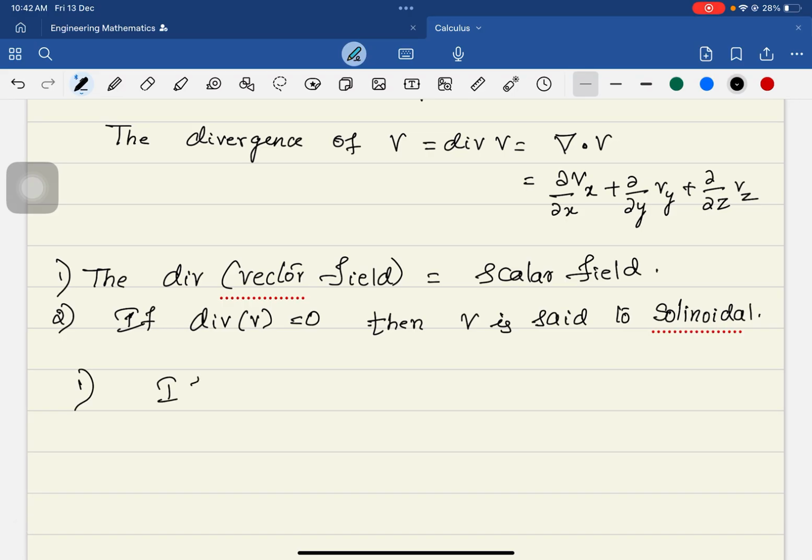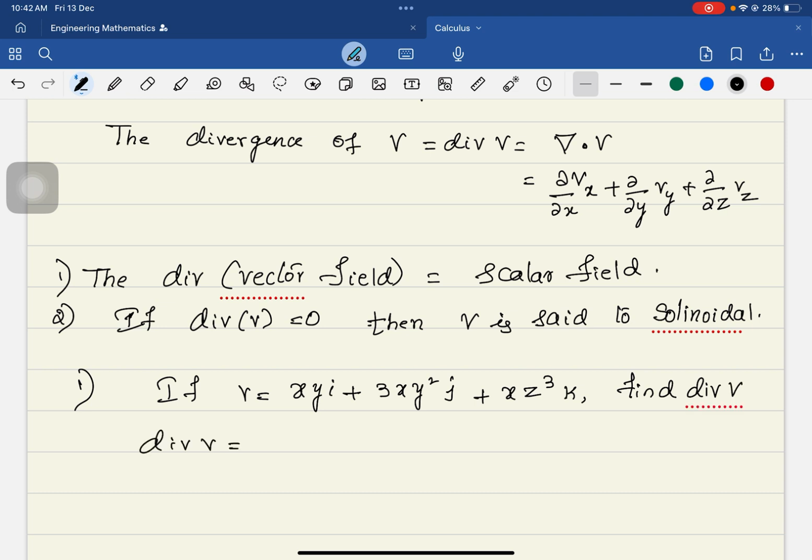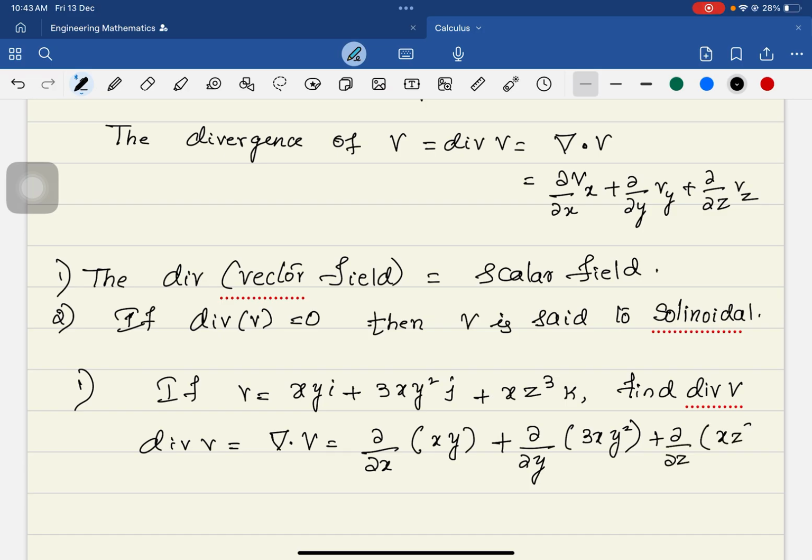Problem number 1: suppose v is equal to xy i plus 3xy square j plus xz cube k, then find the divergence of v. So the divergence of v is given by del dot v, that is dou by dou x of the i component, xy, plus dou by dou y of the j component, 3xy square, plus dou by dou z of the k component, xz cube.